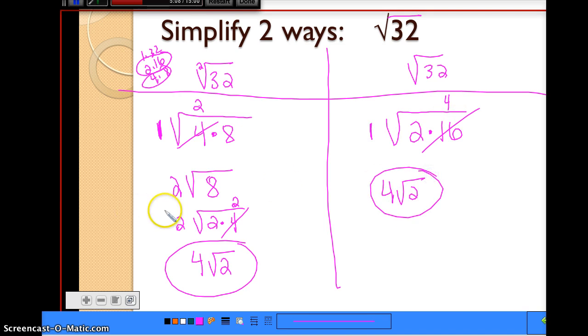So what do you learn from this? If you pick the larger perfect square, if you're given that choice, you will save yourself half the work. If you pick the smaller one, then you will have to double up on the work, but you still can get the job done.